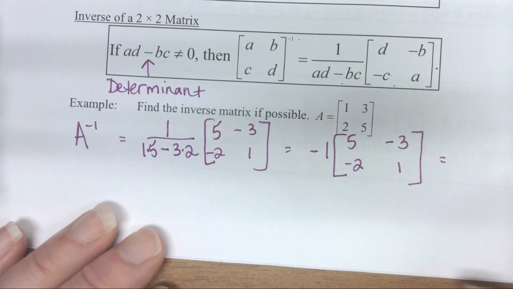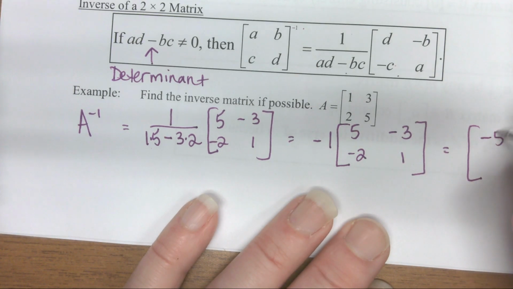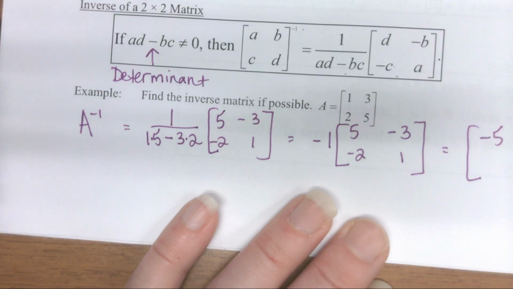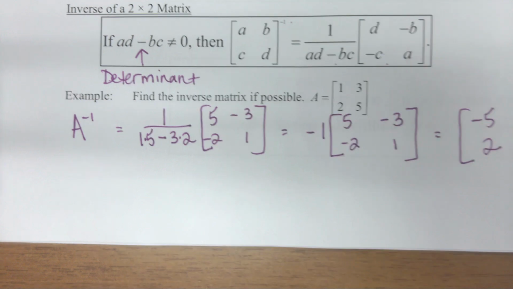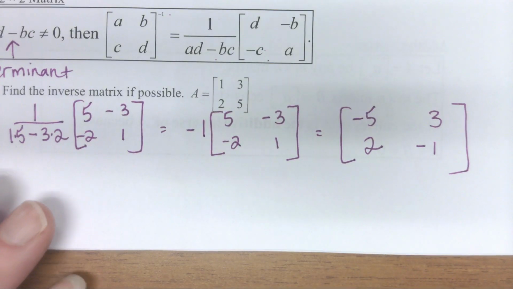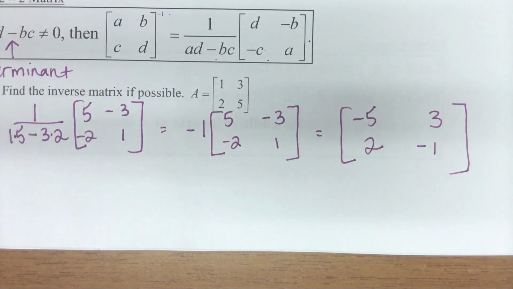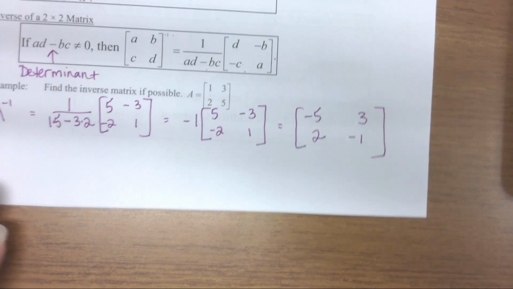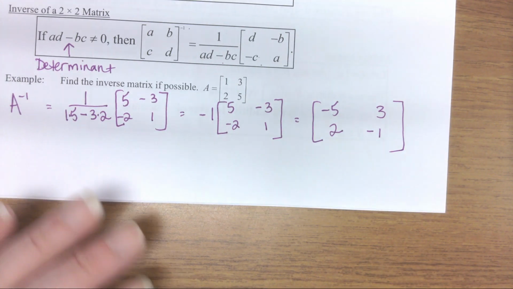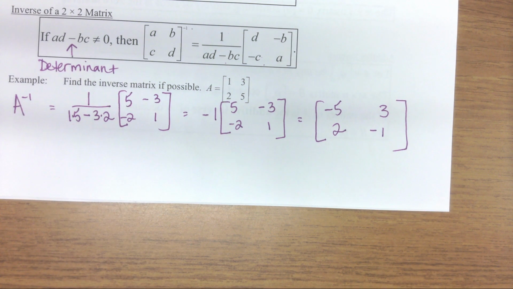This gives me the matrix -5, +3, +2, -1. This is the inverse matrix. Okay. Did I go too fast? I'll wait a second. Now, let me show you what I did.